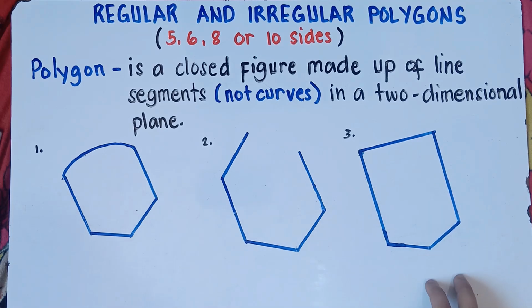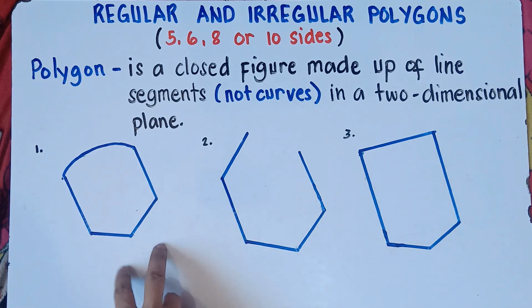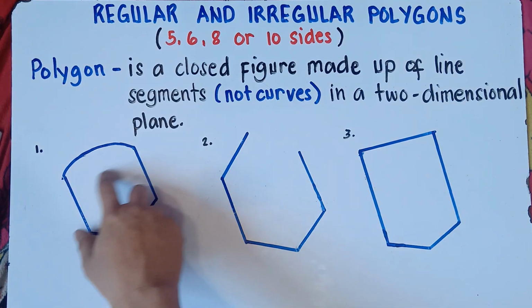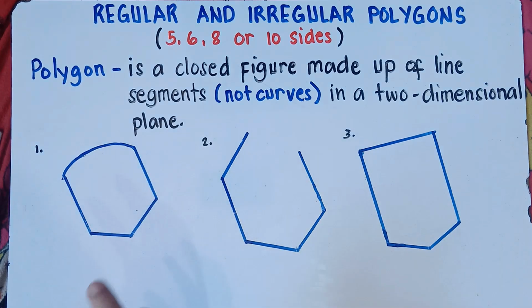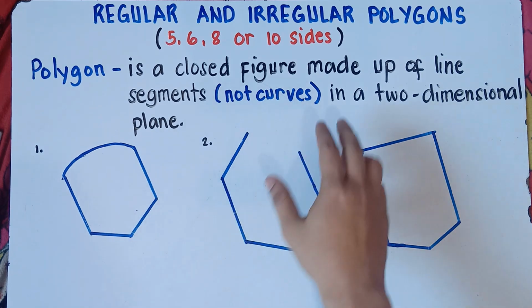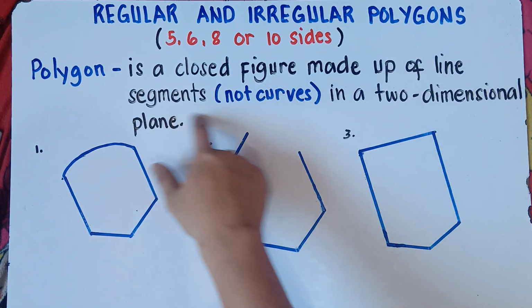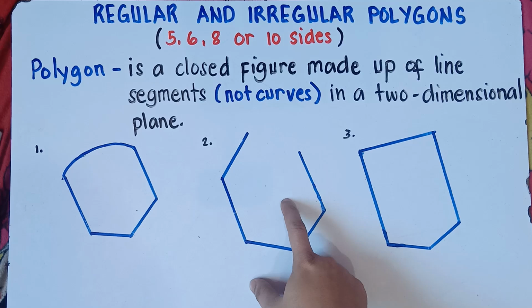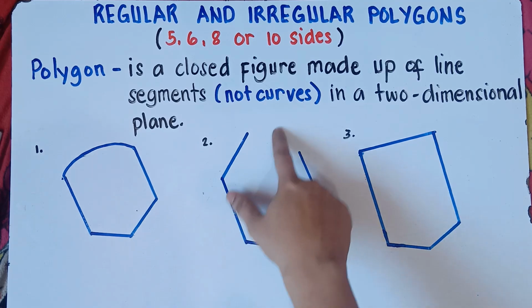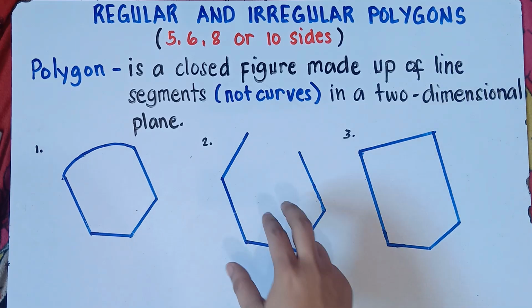This is a polygon. For number 1, we cannot call this a polygon because it has a curved side. This particular side is curved, therefore this is not a polygon, because a polygon is made up of line segments, not curves. For number 2, can we call this a polygon? Nope. We cannot call this a polygon because it is an open figure. We don't have this particular side. So this is not a polygon.